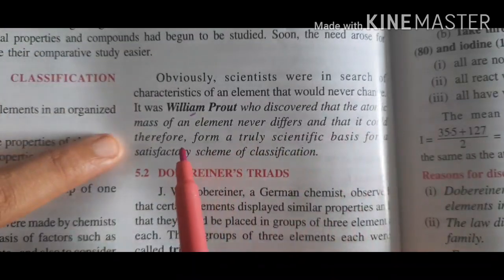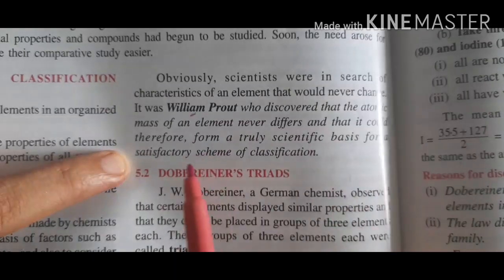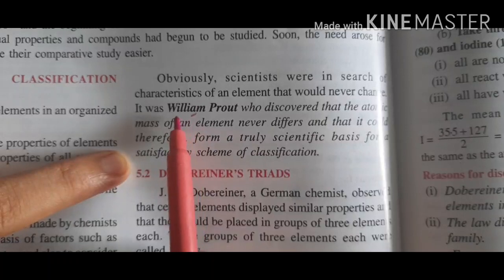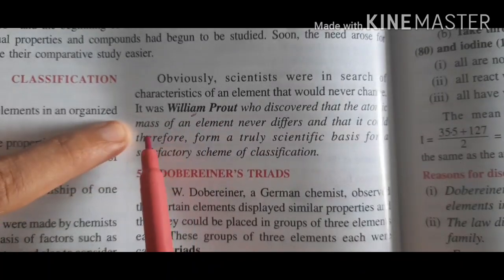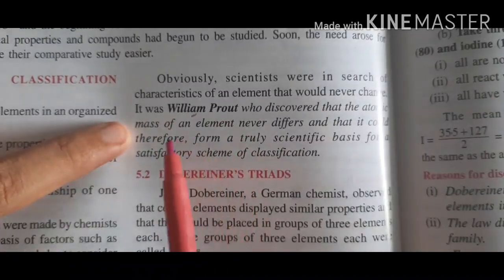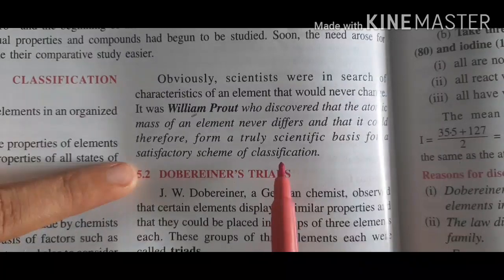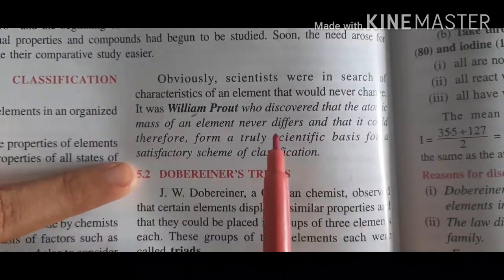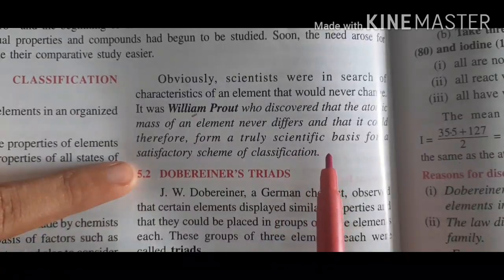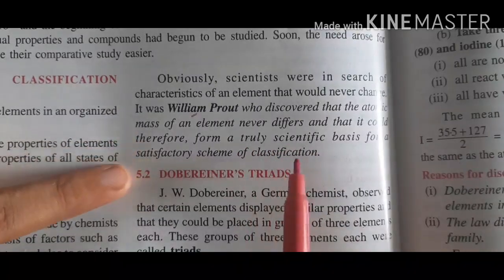and that could therefore form a truly scientific basis for a satisfactory scheme of classification, which means that when William Sprout discovered the atomic mass of all the elements, at that time the classification of the elements became very easy, because each element now has its own atomic mass. So through the atomic mass we are able to classify. So it became very easy to classify.